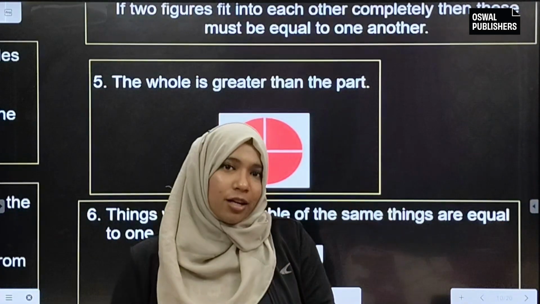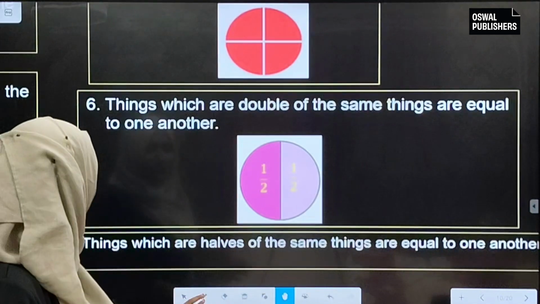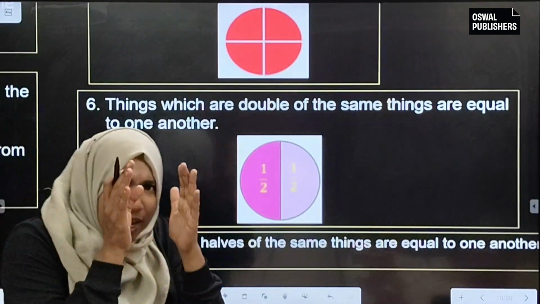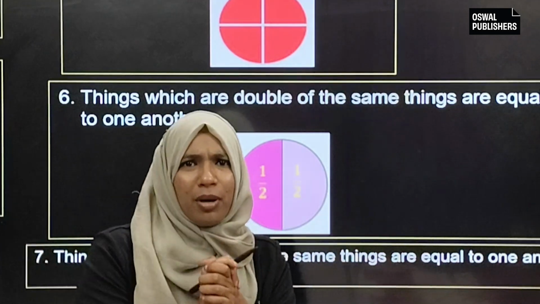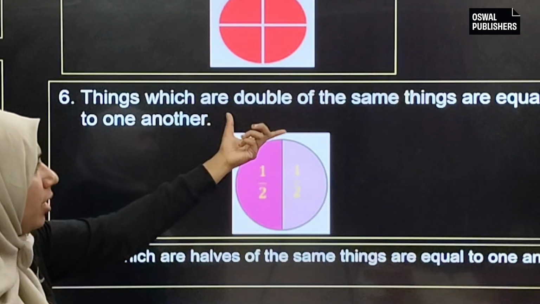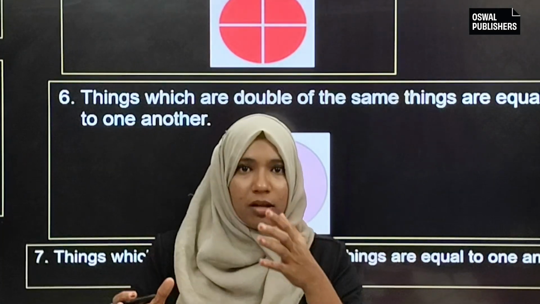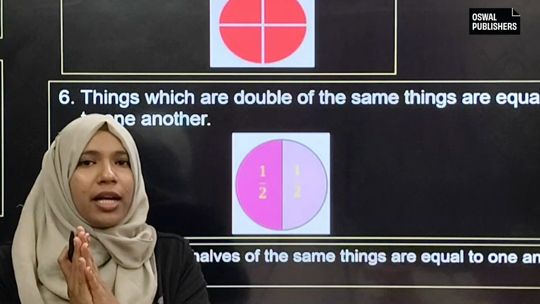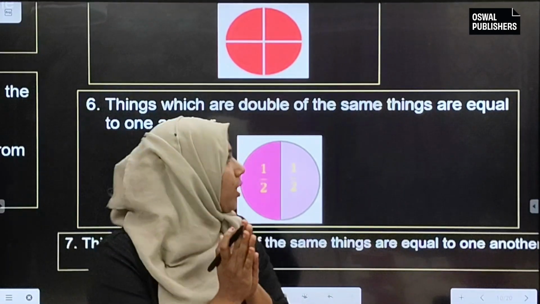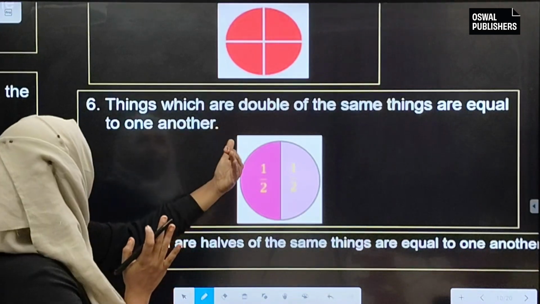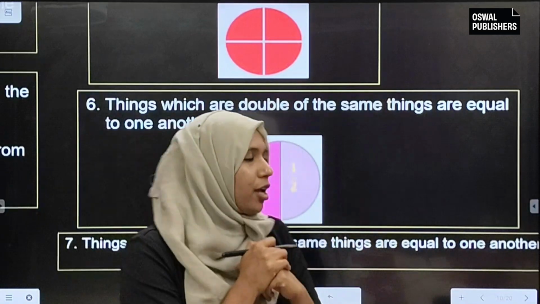Clear? Next, moving to the next axiom, things which are double of the same things are equal to one another. That is, things which are double of the same thing, what will they be? They will be equal to one another, that is what it says. Nothing else in it. Things which are double of the same things. That is, if I am considering a part of a circle, and I consider another part identical to it as well. So things which are double of the same things are equal to one another. They are equal to one another. We cannot say anything else there. So this is the case.